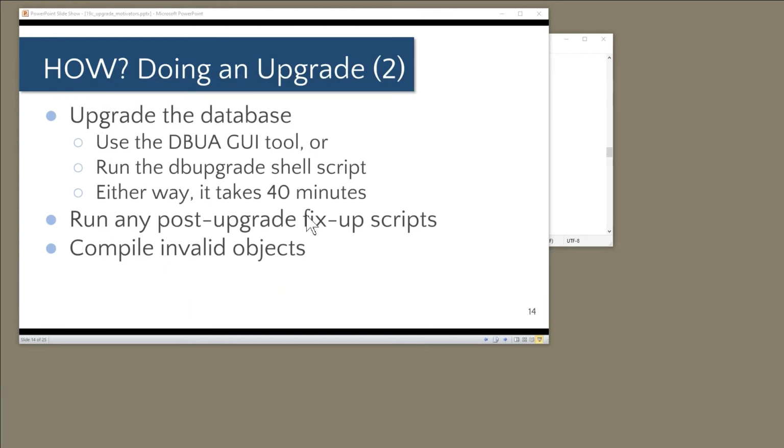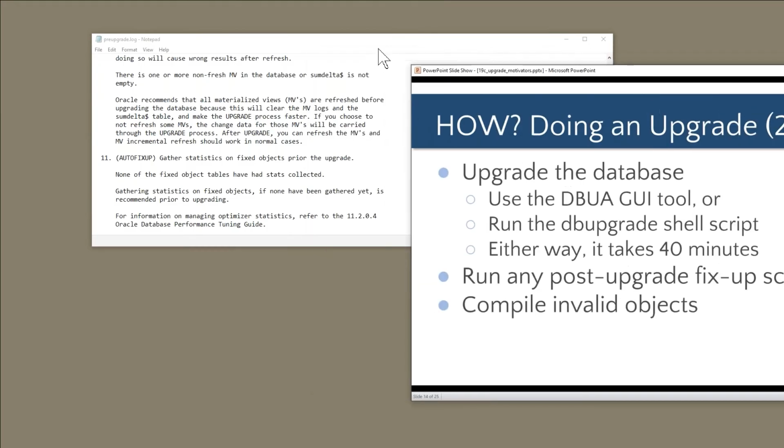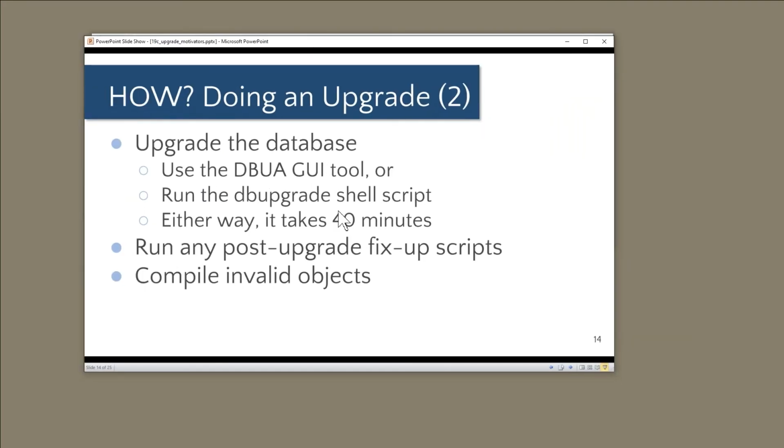And then run any post-upgrade fix-ups. Well, in my case, there weren't any post-upgrade fix-ups, but the pre-upgrade information tool would tell you anything that needs to be done. And then you open your database. After that, you run utlrp and all the standard stuff to get the database usable. So that's doing an upgrade.